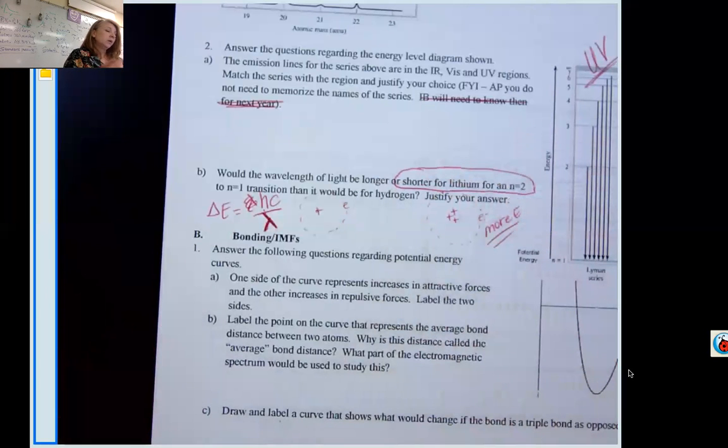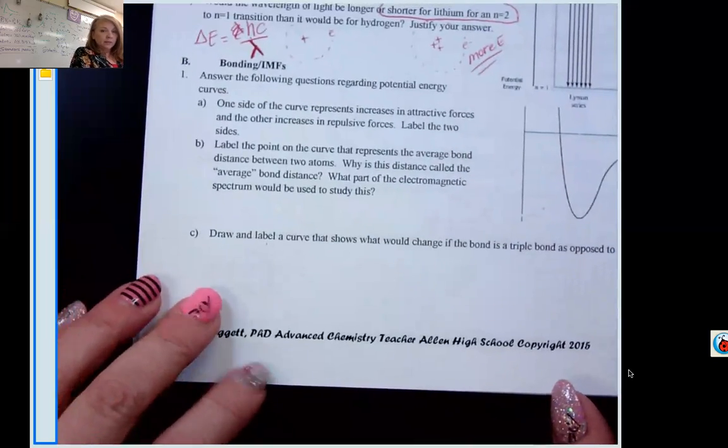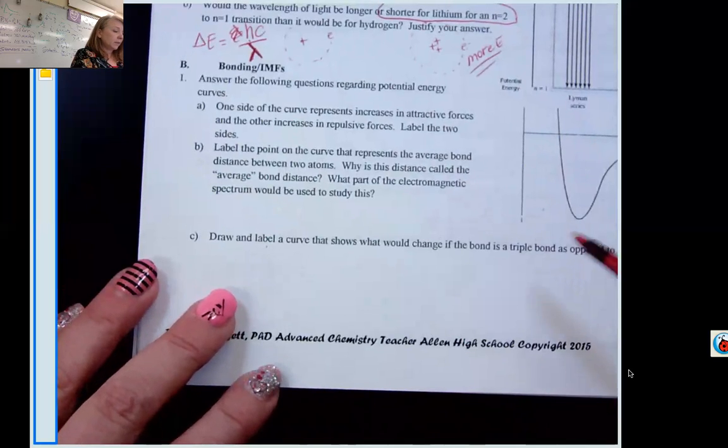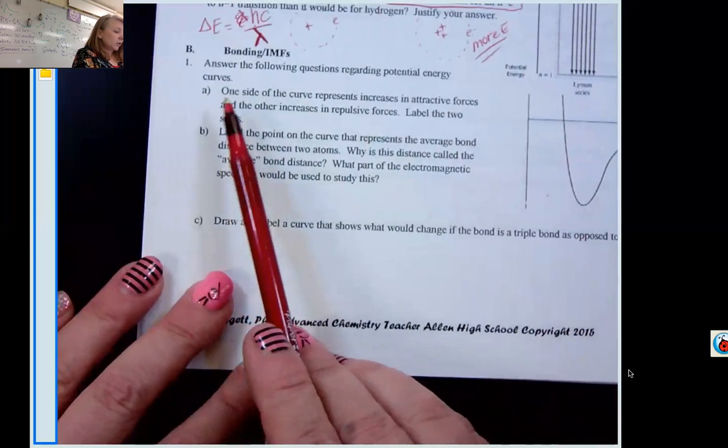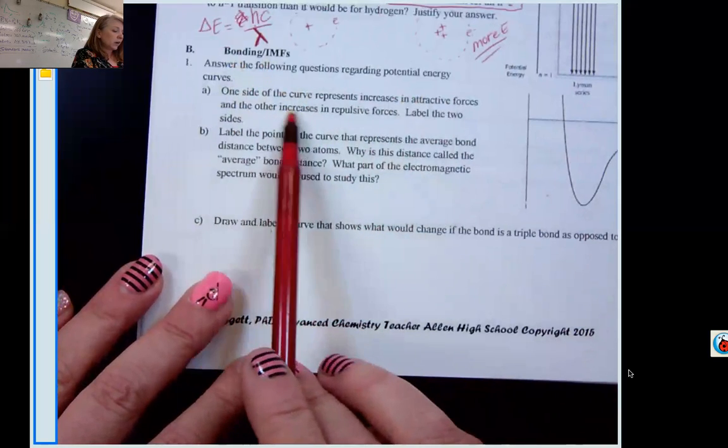Okay, so you might want to write that down and study that, just to have as FYI information on this part of chemistry. All right, moving on into bonding and IMFs. It says, answer the following questions regarding potential energy curves.